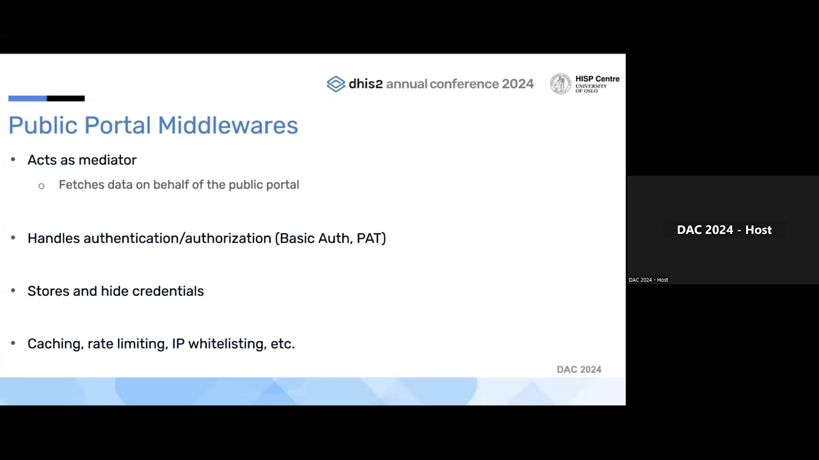So middlewares, as I mentioned earlier, are just mediators. They sit in between the client, the public portal, and the DHIS2 instance, and they fetch data on behalf of the client application. They also do the authentication with the DHIS2 instance, with the respective DHIS2 credentials stored in the middleware. They also help with caching, rate limiting, and any other security mechanism that the implementer would like to have added to their middleware. So these are some of the main purposes of the middleware in terms of public portals.